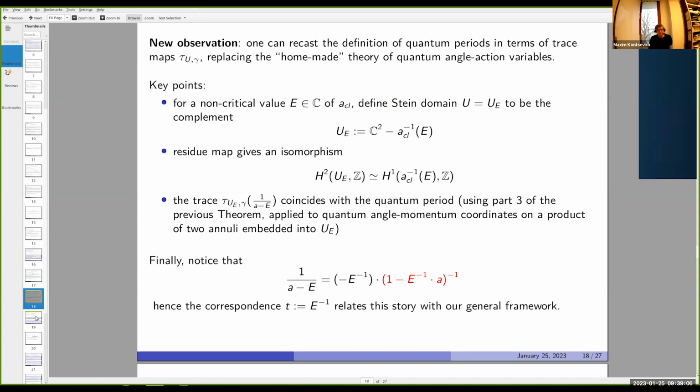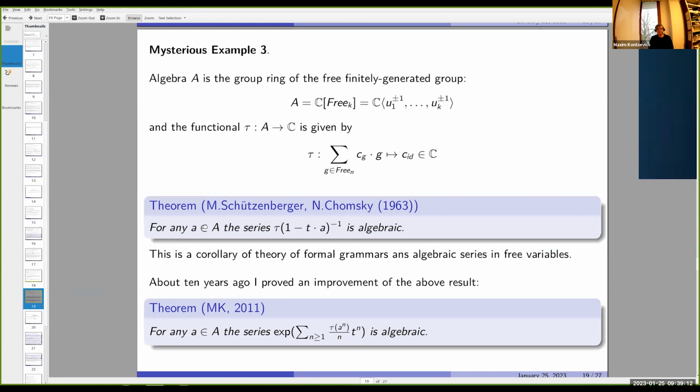Yeah, so now I go to the final part of my story. It's this mysterious example three. So the algebra now has a completely different nature. It's a group ring of the free finitely generated group, the same as Laurent polynomials in non-commuting variables. Not q-commuting, just free non-commuting.